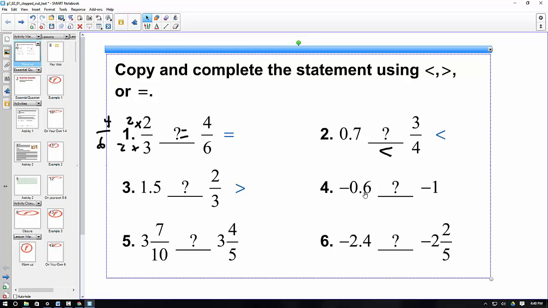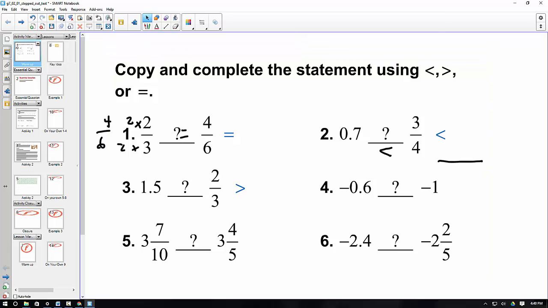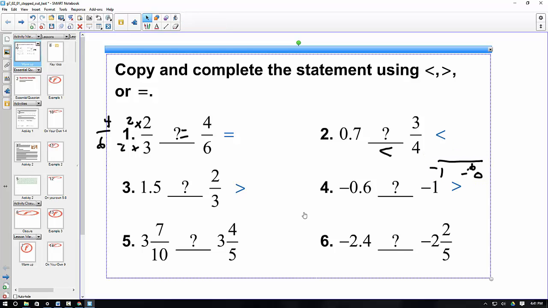This one, negative 0.6 and negative 1. So this is negative, remember. If you think of a number line, you're going at 0. Let's just draw this out over here. If I have 0 over here, and I have negative 1 over here, negative 0.6 is somewhere over here, kind of in the middle actually. In any case, it's closer to 0 than negative 1. Therefore, negative 0.6 is actually greater than negative 1.